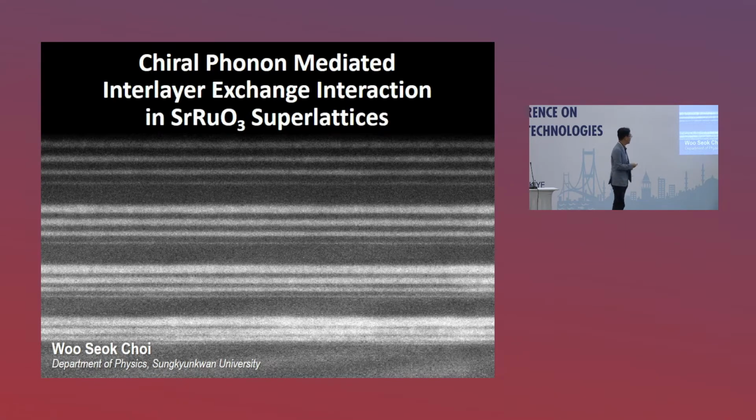This is the transmission electron microscope image of one of our samples. Basically, this is a superlattice. The bright layers are the strontium ruthenate layers, and the dark layers are strontium titanate layers. You control the thickness of the strontium ruthenate from 2, 4, 6, 8 unit cells, where 1 unit cell of this layer is 0.4 nanometers. So you have very good control of this system using pulsed laser epitaxy.